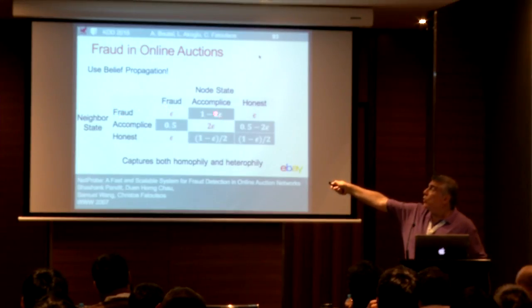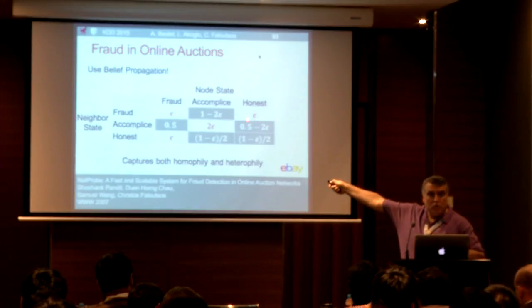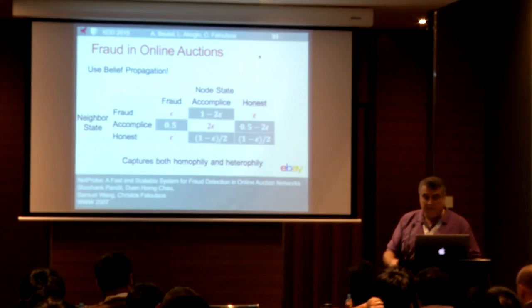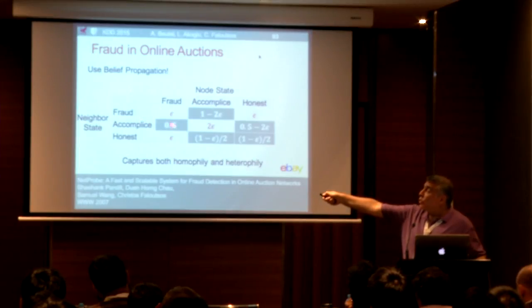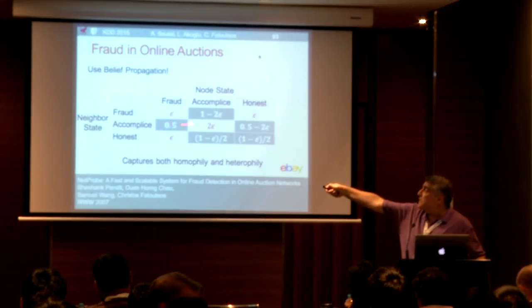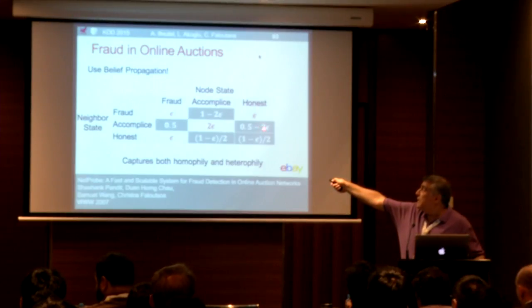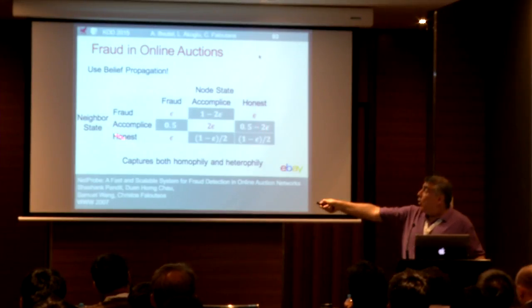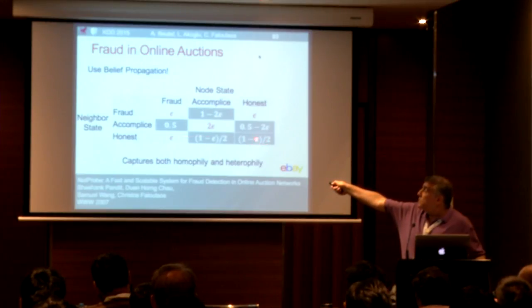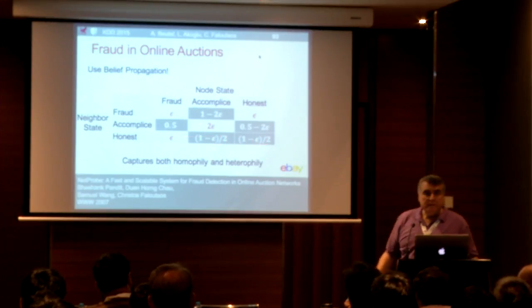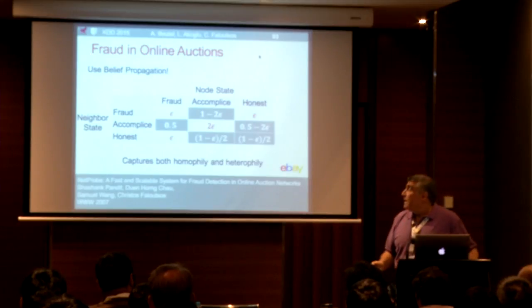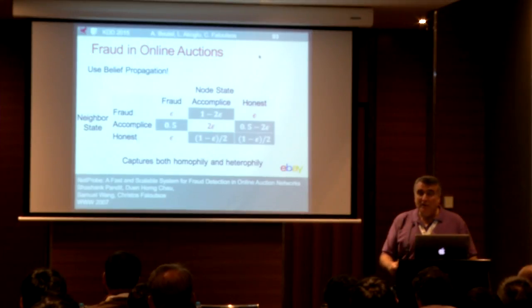Fraudsters almost always talk to accomplices, except once in a while they talk to honest people to get their $3,000 and not deliver the expensive laptop, right? Accomplices talk to fraudsters and also by 50%, and also talk to honest people so that they build up credibility. Honest people mainly talk to honest people. Occasionally they talk to accomplices, right? So this is a strange matrix, neither homophily nor heterophily.